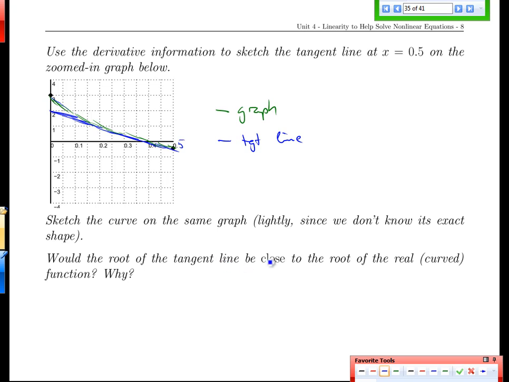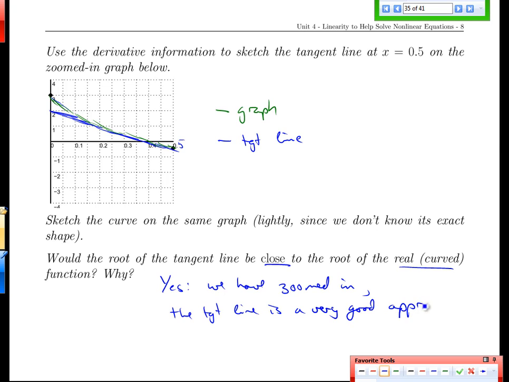So would the root of the tangent line be close to the root of the real curve function? Absolutely yes. We have zoomed in, and the tangent line is a very good approximation to the shape of the curve. It's a very good approximation to the graph on this short interval.